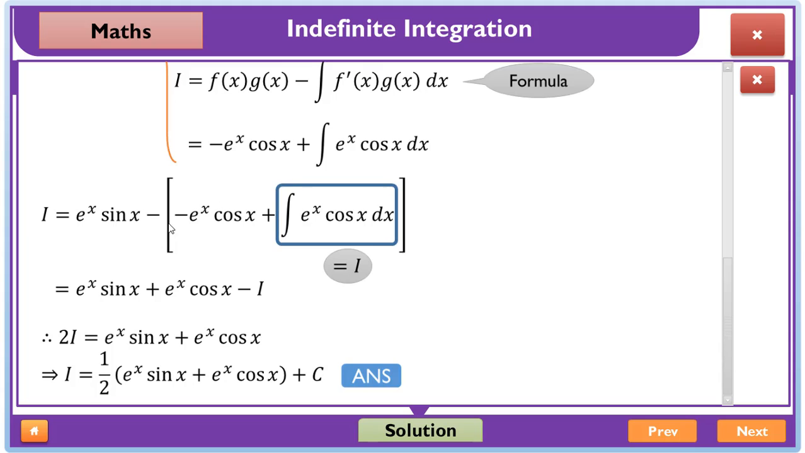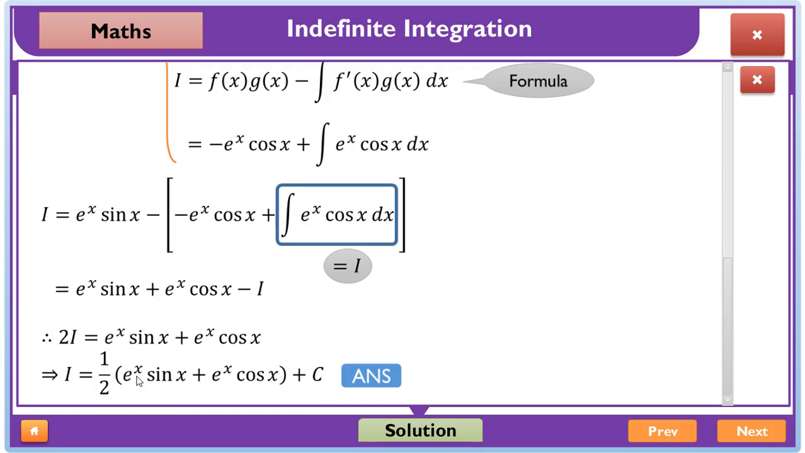When we open the bracket, we find e to the power x sin x plus e to the power x cos x minus this, which is our original integral. So take this minus I to the left side, which gives us 2I equals e to the power x sin x plus e to the power x cos x, or I is half of e to the power x sin x plus e to the power x cos x plus c, where c is the constant of integration.